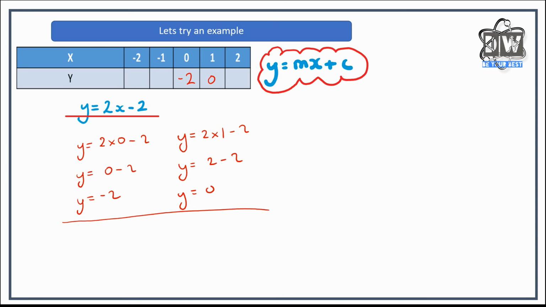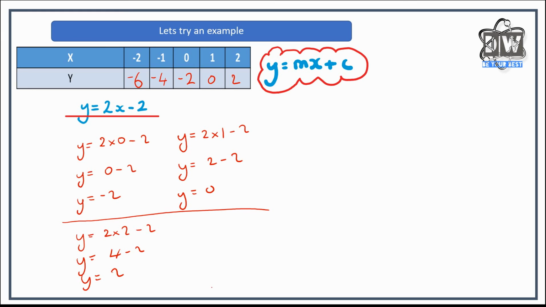And let's do the last one now. Let's just draw a line there. y equals 2 times 2 minus 2. So we've got y equals 4 minus 2, so y equals 2. And we can see that each time it's going up by 2. So we've gone from minus 2 to 0, from 0 to 2. So if I take 2 off, I'll go minus 4. If I take another 2 off, I go minus 6. Or I could go about putting all of those into the equation and working through like that.